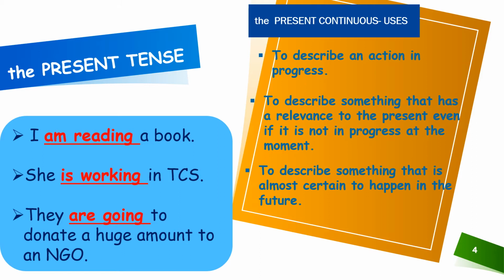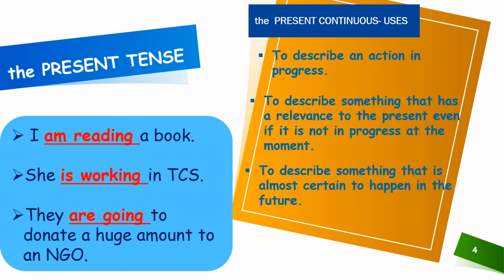So, present continuous tense now. The word is continuous. That means the action is in progress. Whenever you want to show an action which is in progress, you will use the continuous tense. It could be the past, it could be the present. When it is in the present, we talk about the present continuous tense.